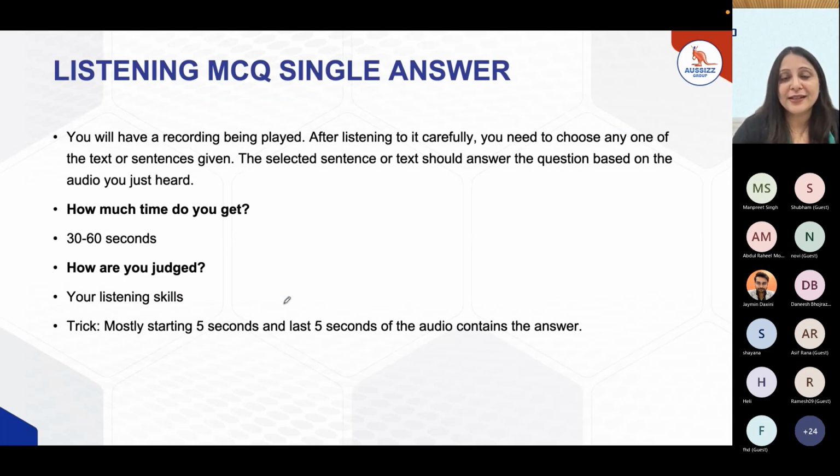Next, multiple choice single answer. Again, same, very low score task. Don't worry about this task. You'll be marked only for the listening section. +1 if you give the correct answer. 0 if you don't give the correct answer. And out of 400, 1 mark won't impact. So low score task. Next, fill in the blanks.